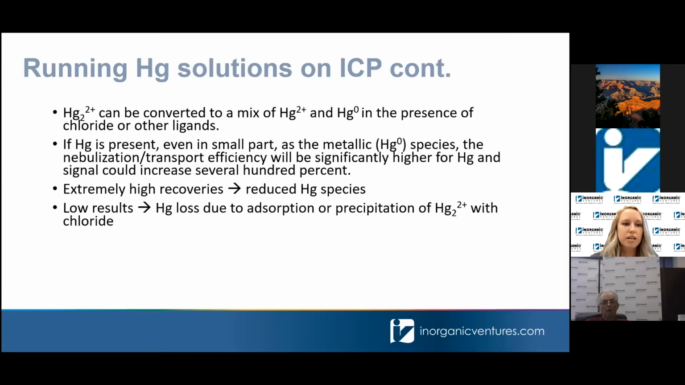On the other hand, if you're getting low results, your mercury is probably being lost either due to adsorption, or you had that diatomic mercury present in your standards, and you mix with chloride or some other type of ligand where it was reduced and disproportionated into the metallic mercury or precipitated out of solution, so that you had loss of mercury in those standards. So those are just kind of the main things to look for if you are seeing these types of results.